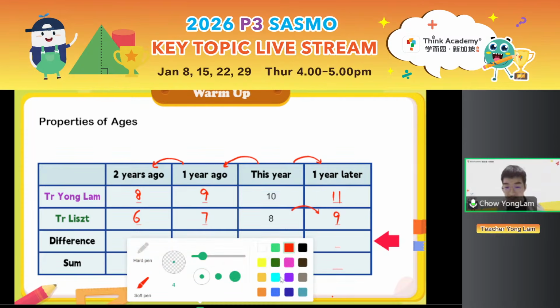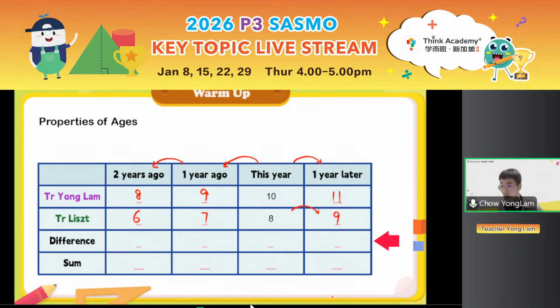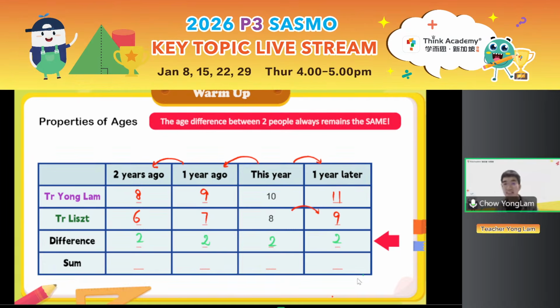First, the difference. Okay, do you notice anything about our age difference? Okay, so this year, what is our age difference? 10 minus 8, our age difference is 2. Last year, 9 minus 7, 2. 2 years ago, 8 minus 6, 2. 1 year later, 2. Hey, what do you notice? You notice that our difference of ages will always remain the same, right? The age difference between two people is always the same. That's because when I grow older, Teacher Liz will also grow older. We grow older together, so our age difference will not change.